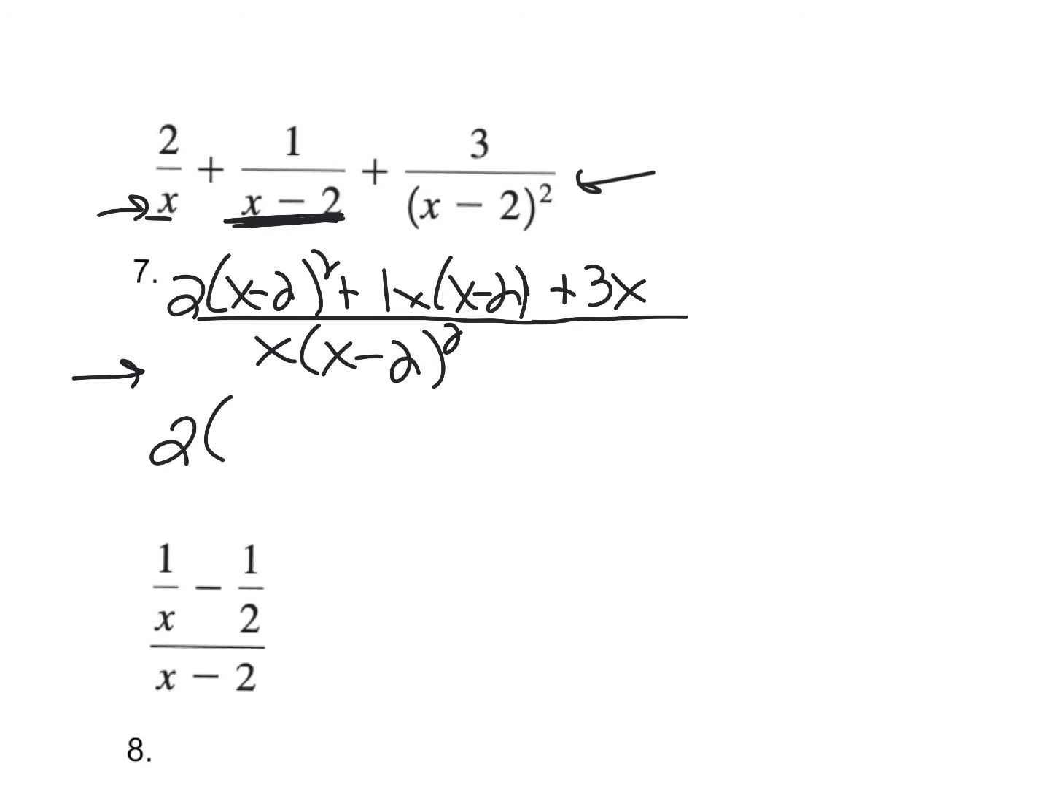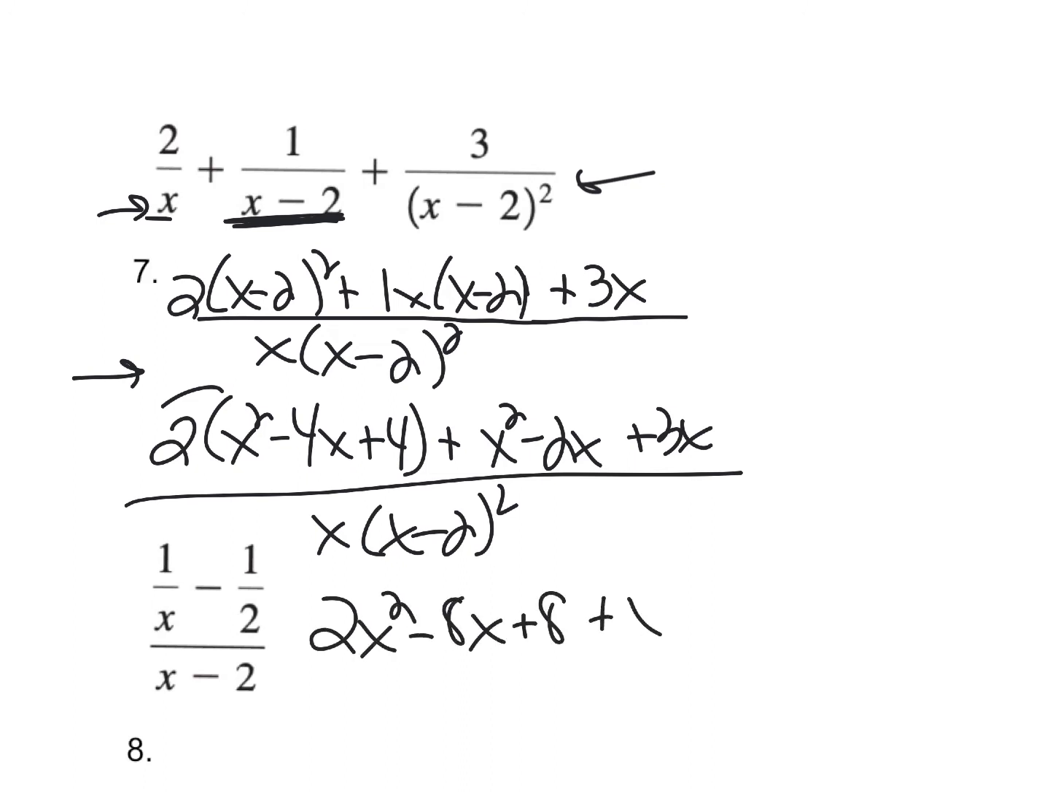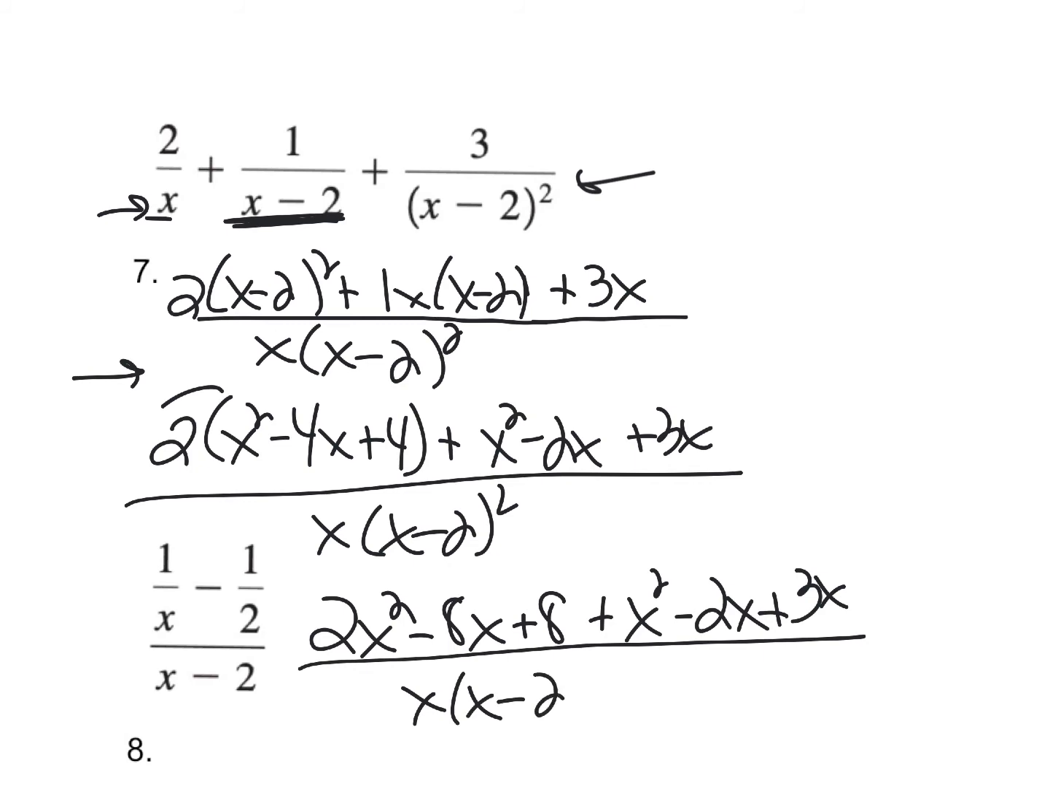So first thing I got to do is square, multiply, double square, which I'm doing here. The second one, I'm going to distribute that x, make it x squared minus 2x, and I have the 3x, and that's all over this x and x - 2 squared. It's going to take me a minute here. I've got to distribute the 2 now. 2x squared minus 8x plus 8. And I have this x squared minus 2x plus 3x all over x minus 2 squared.